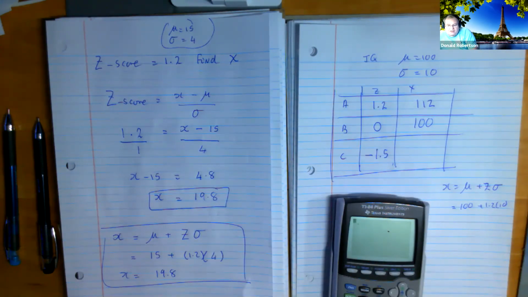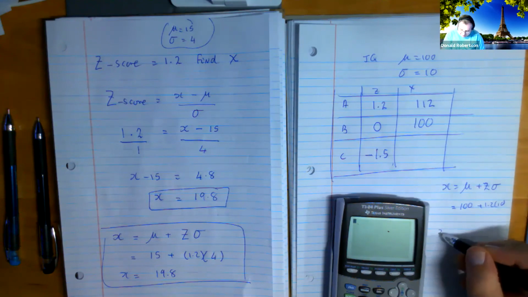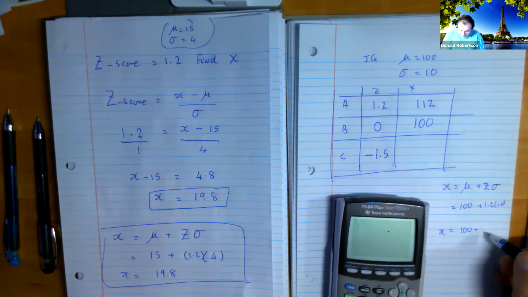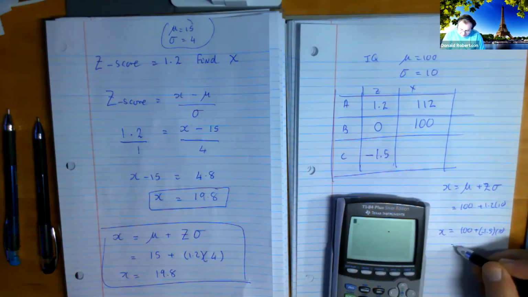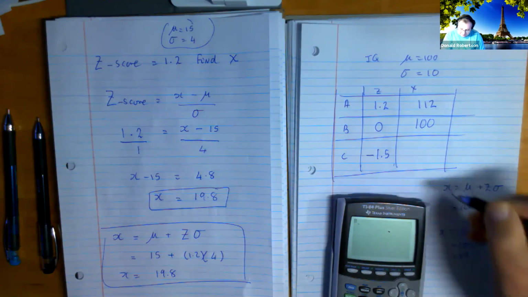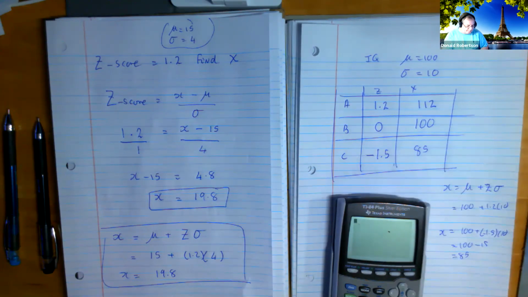Now, the next fella isn't too good. He's probably a football player again. His Z-score is negative 1.5. Doesn't that mean that his score must be less than 100? We're about to find out how less. Well, it's going to be 100 add, technically, negative 1.5 times 10. But that becomes 100, take away 15. Here's an IQ of 85.